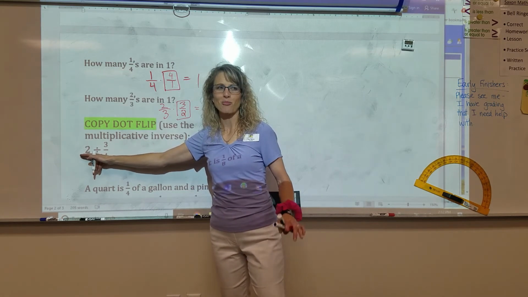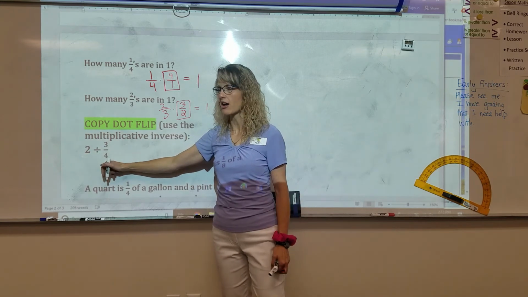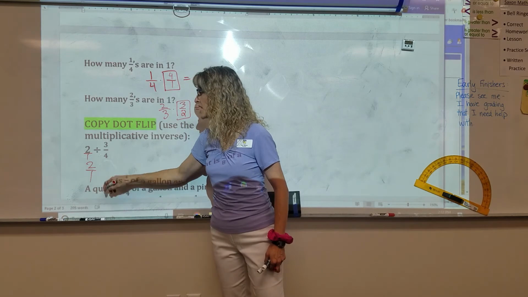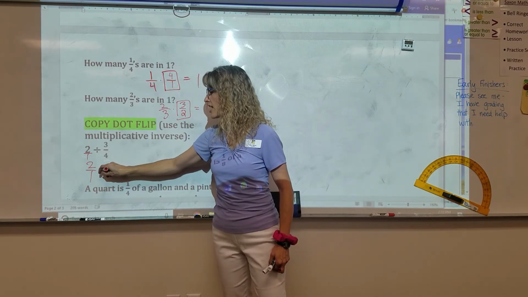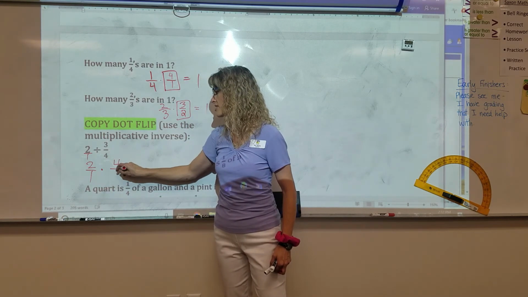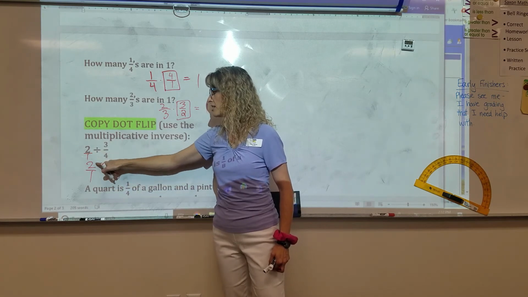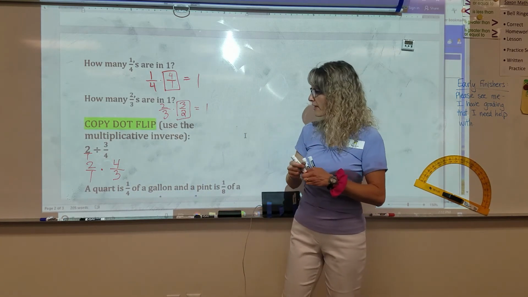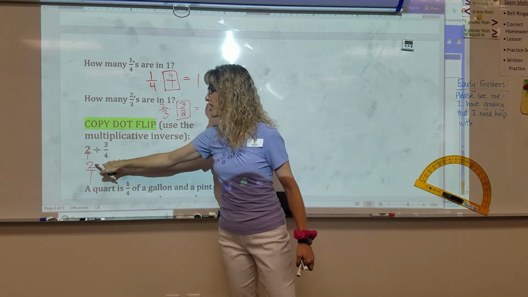Right? We're going to use the copy dot flip method. Copy dot flip. So first I'm going to make a fraction, but I'm going to copy it. 2 over 1. Change the divide to a dot and flip the second fraction. Copy dot flip. What's the rule, class? Get ready? Copy dot flip. Then multiply straight across the top.